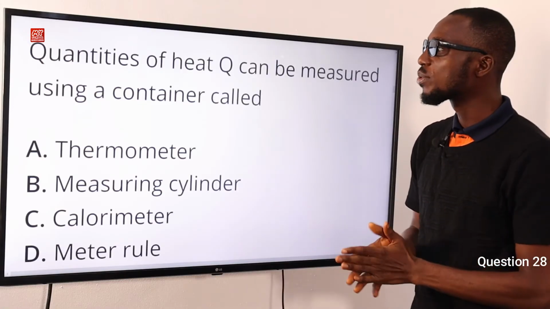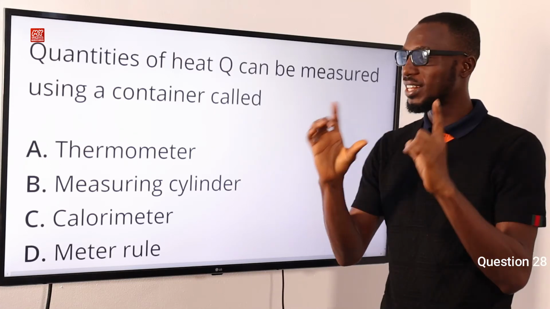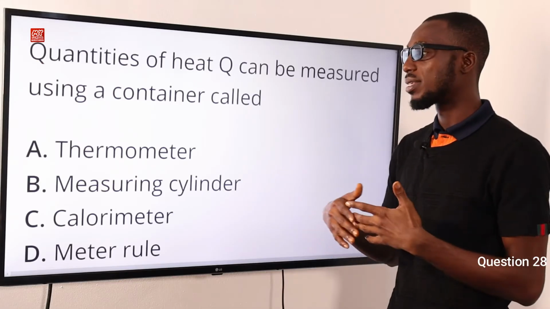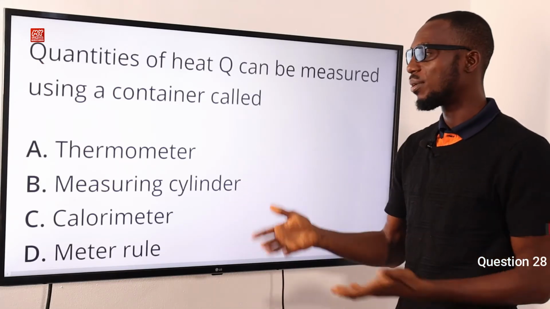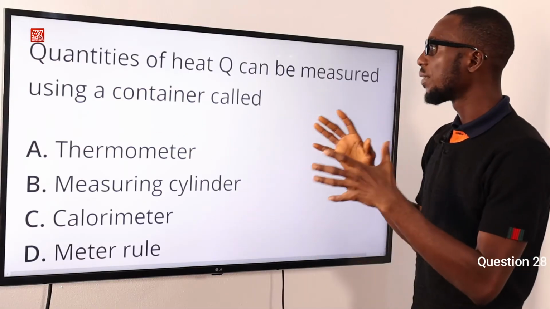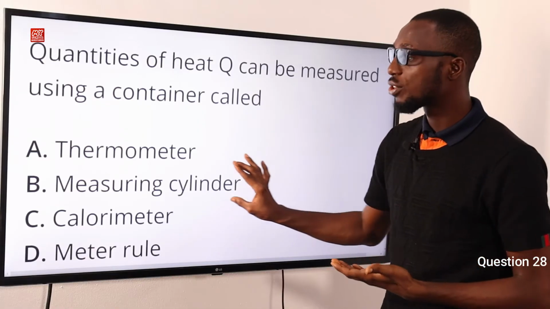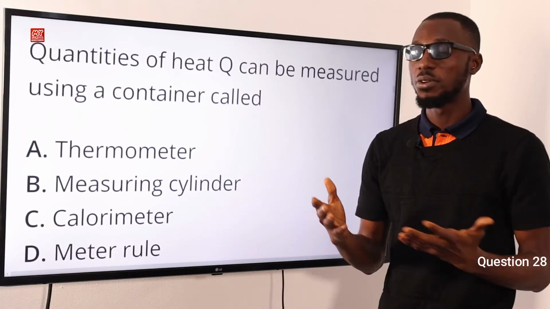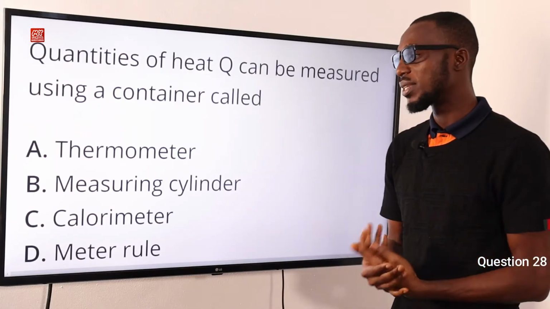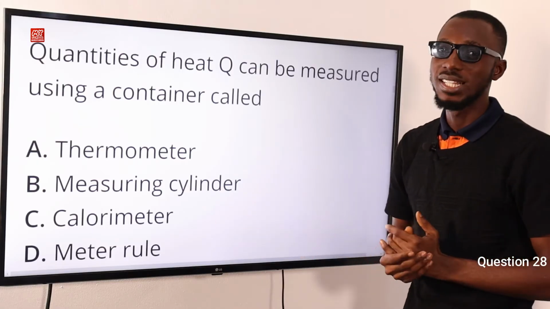So quantities of heat Q can be measured using a container. That word container. If we are just talking about heat, I'm talking about temperature barely. When you're talking about temperature, we can use a thermometer. So quantities of heat Q can be measured using a container called a calorimeter. The measuring cylinder is used to measure volume of reagents used in the laboratory, your acid, your base, and what have you. The meter rule is used to measure length. So the correct option here is option C, calorimeter.